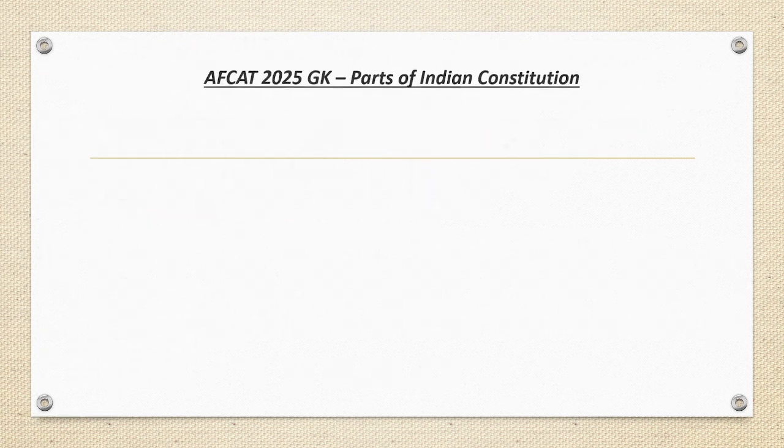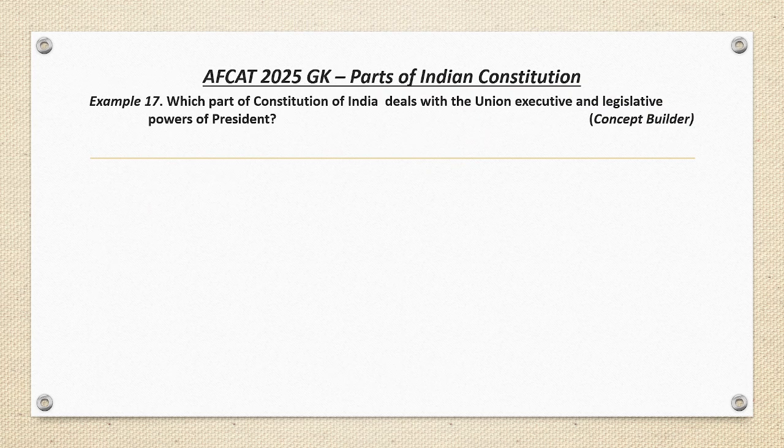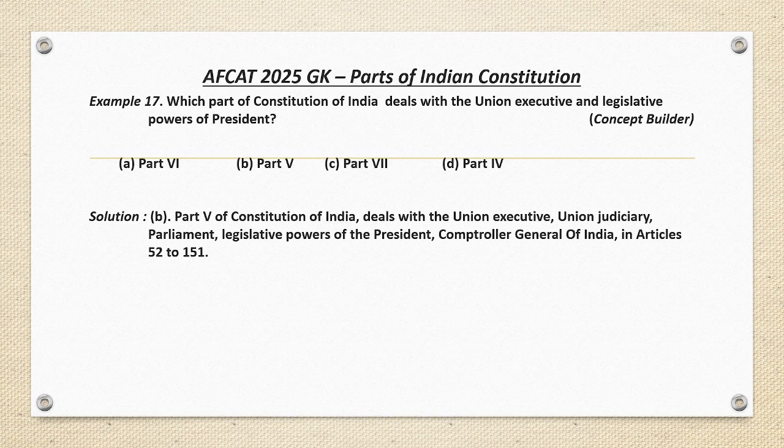Next, which part of the Constitution of India deals with the union executive and the legislative powers of the President? Right. Even without seeing the options, you can answer it. Part 5. Okay. Part 5 of the Constitution of India deals with the union executive, union judiciary, Parliament, legislative powers of the President, and the Comptroller and Auditor General of India. Right? Let us meet in the next lecture. Till then, Jai Hind.